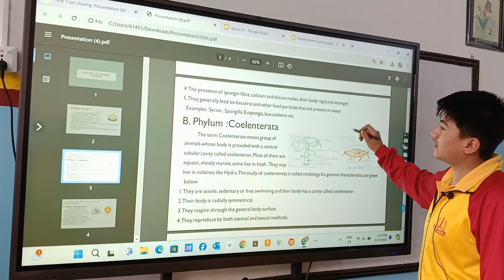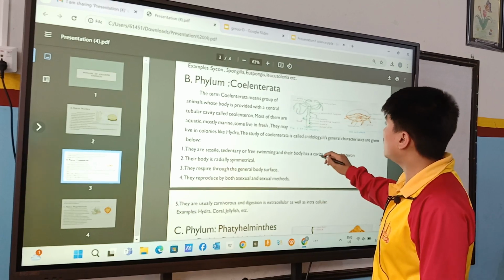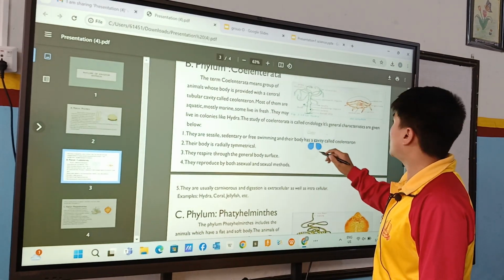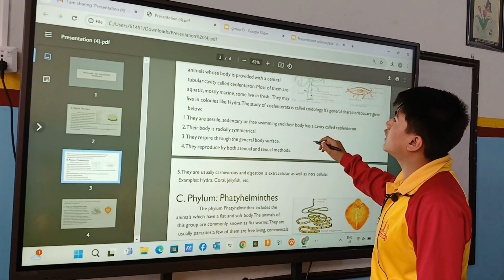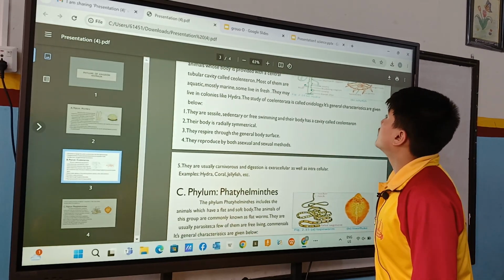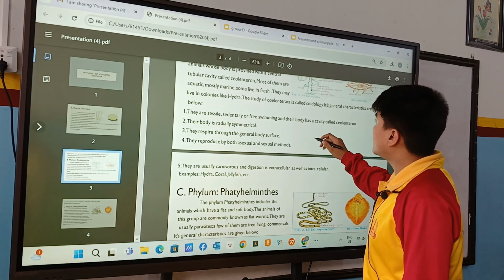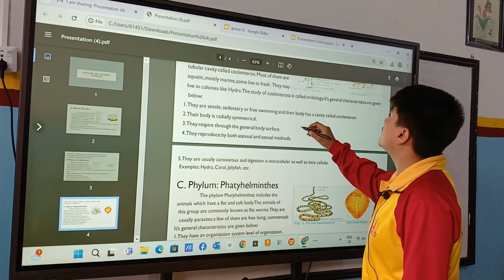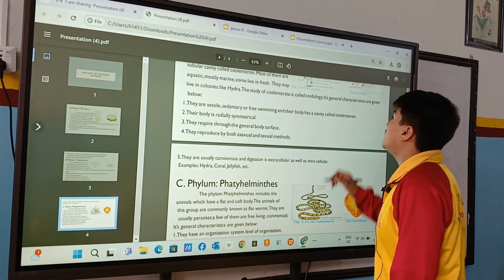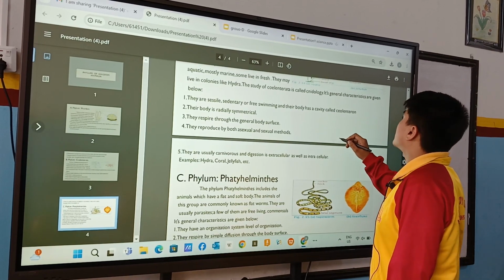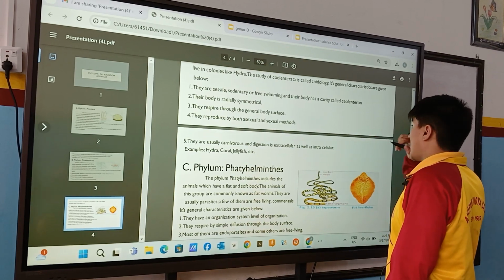And moving on to the phylum Coelenterata. Coelenterata means the group of animals whose body is provided with a central tubular cavity called the coelenteron. Most of them are aquatic, mostly marine. Some live in fresh water, like Hydra. The study of Coelenterata is called cnidology. Its general characters are given below.